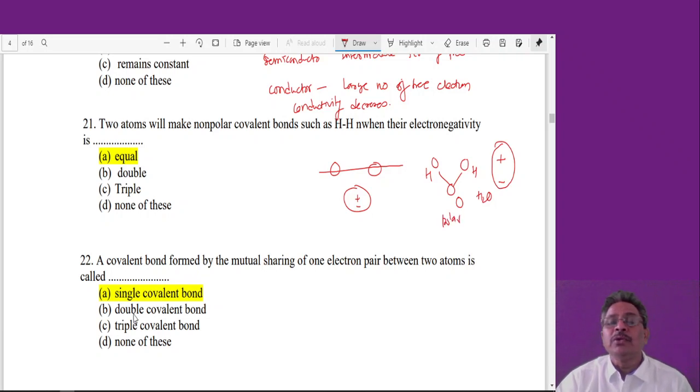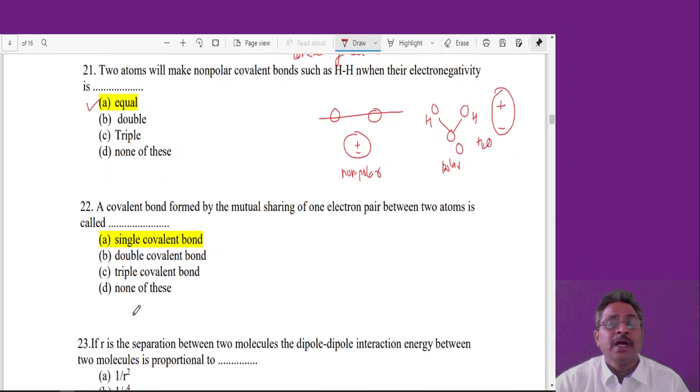So, non-polar and polar: two atoms make a non-polar covalent bond such as H-H when their electronegativity is equal. If it is unequal, then it becomes polar. If it is equal, then it becomes non-polar. From chemistry also, we might have seen earlier that the formation of bonds and the polarity of that molecule have a very clear-cut relation, which is shown by these two examples. In case of H2O, we have a polar molecule, whereas non-polar molecules have several examples like H-H, the hydrogen molecule.